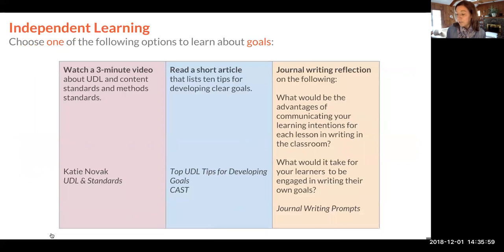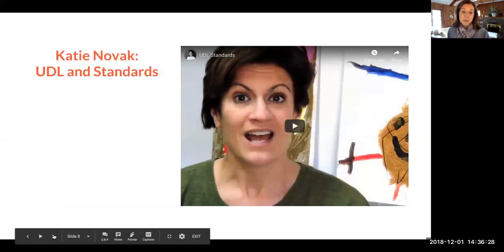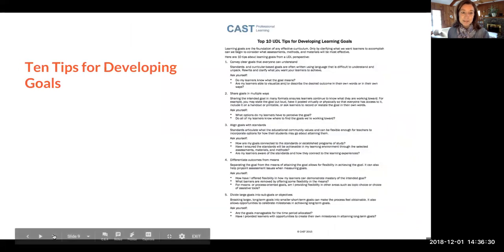Or you might choose to engage with the independent learning options. The first is a short video of Katie Novak talking about UDL and standards. The second is a short article that lists tips for developing goals. The third is a pair of questions about goals in your classroom and an invitation to do some reflective writing. You know best what you're hoping to learn today, and you know best how you want to learn today. These resources are all linked under Module 3 in Moodle. Here's the first one, the second, and the third.